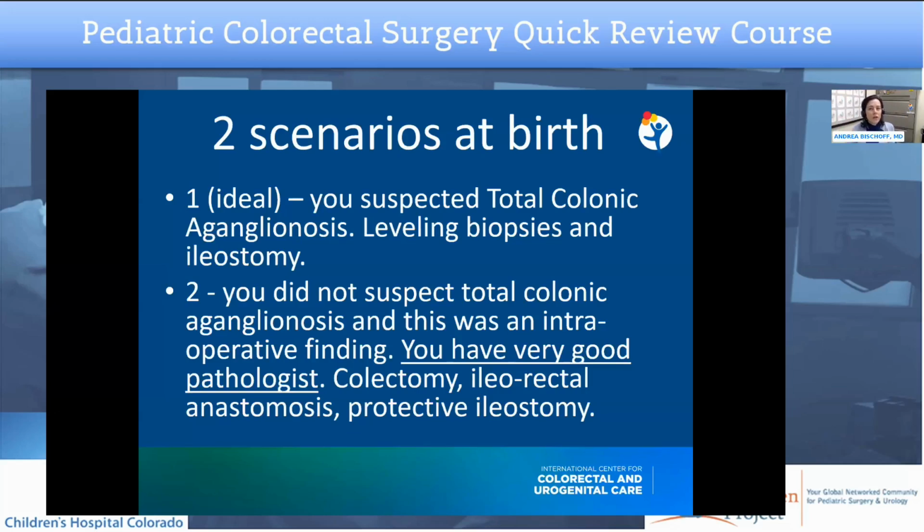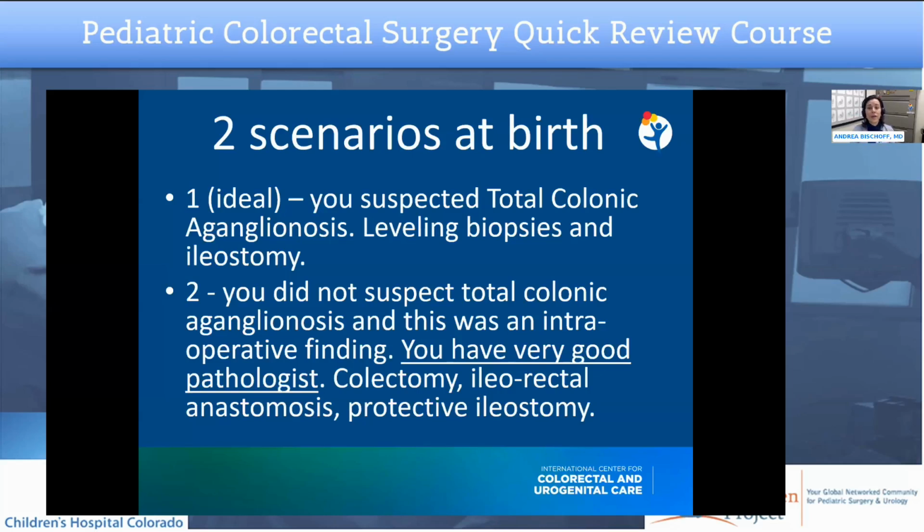Irrigations are not very productive. So you are really suspicious that this could be a total colonic aganglionosis. You have done your rectal biopsy, so you know it is for sure Hirschsprung, because in all patients, the rectal biopsy will be abnormal. So in that scenario, you can take the patient to the OR, take leveling biopsies, and perform an ileostomy. We prefer divided ileostomy, so we are not feeding the distal bowel with stool.